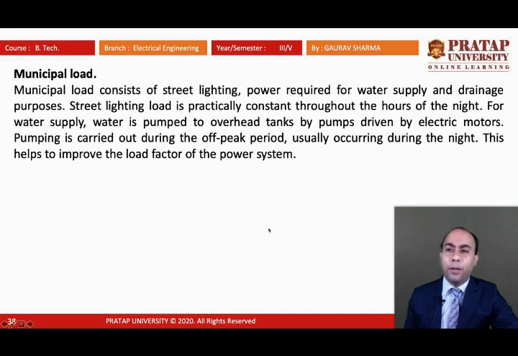Next is the municipal load. Municipal load consists of street lighting and the load required for water supply and drainage purposes. The street light load is practically constant throughout the hours of night. If we look into the graph, at near about 7 o'clock in the evening the street light and pumping house load will be turned on, and up to 6 a.m. in the morning it will be constant, and during the daytime it will be 0.